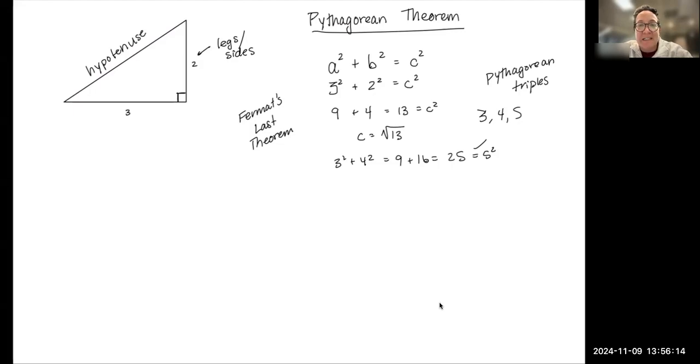All right. The other thing we want to talk about is trigonometry. And trigonometry is essentially the relationship between the sides and the angles of a triangle.